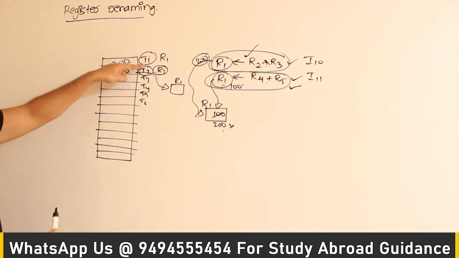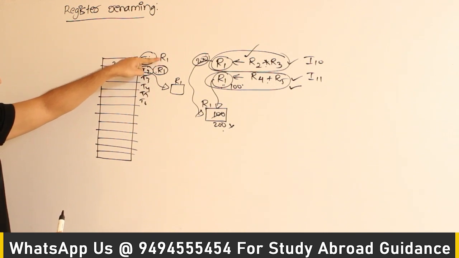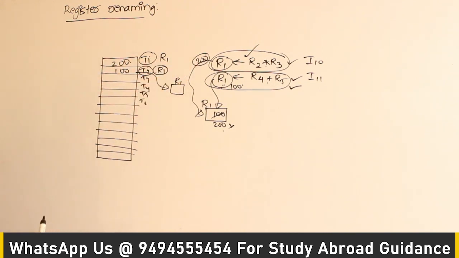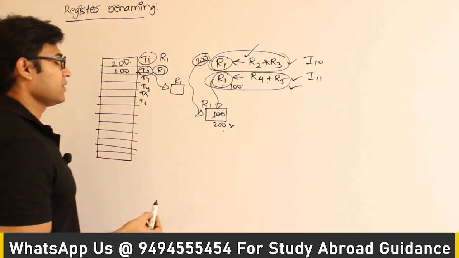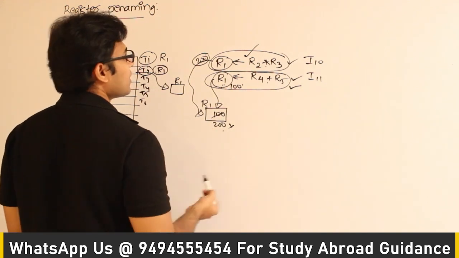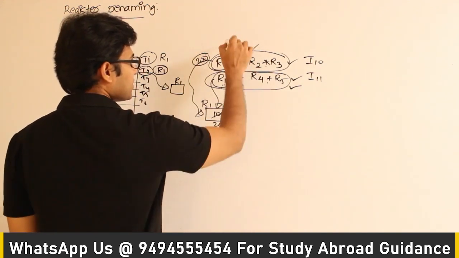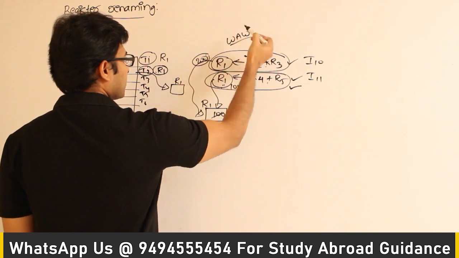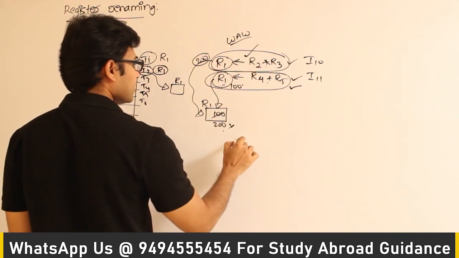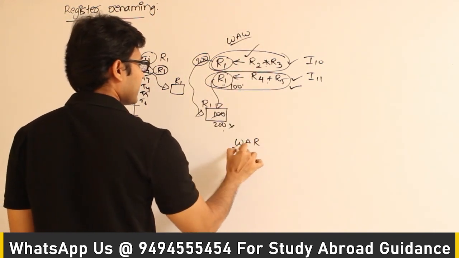Temporary registers will be renamed according to how you want to use it. So one more example I'll take and explain in case you didn't understand it. Let us say we have a dependency. The previous dependency was write after write. Let us say now we have the dependency write after read.